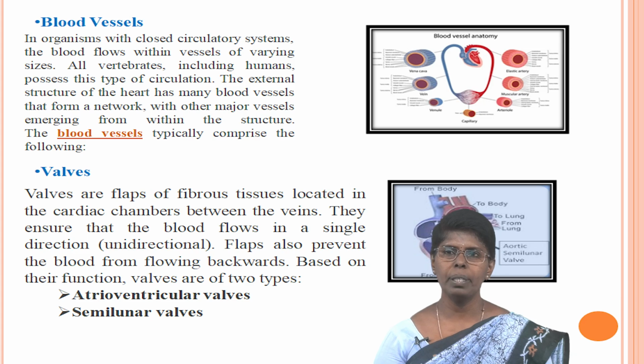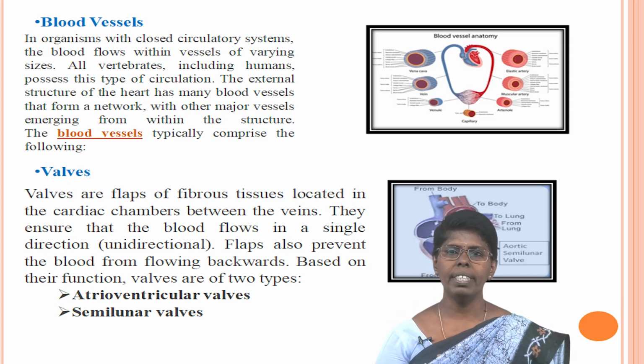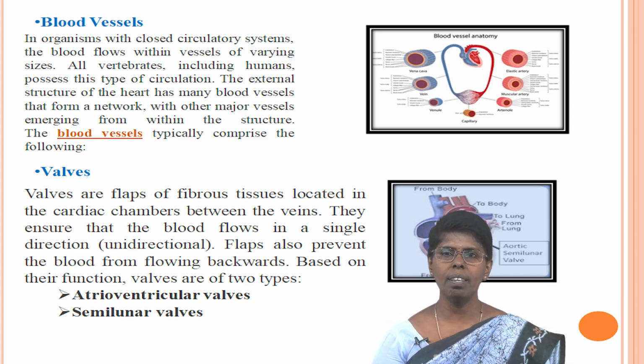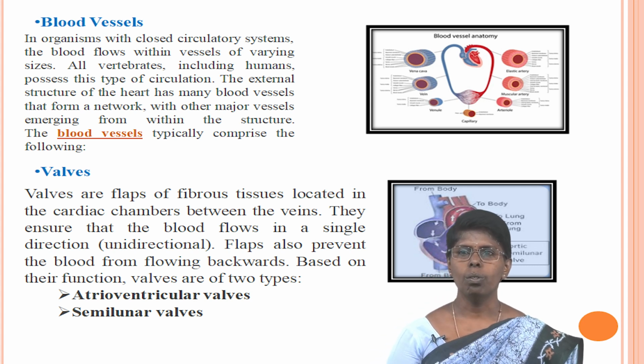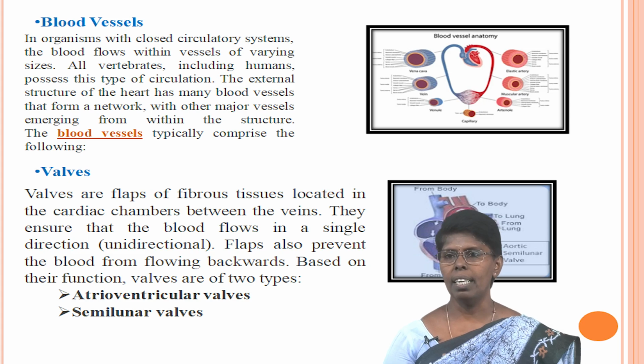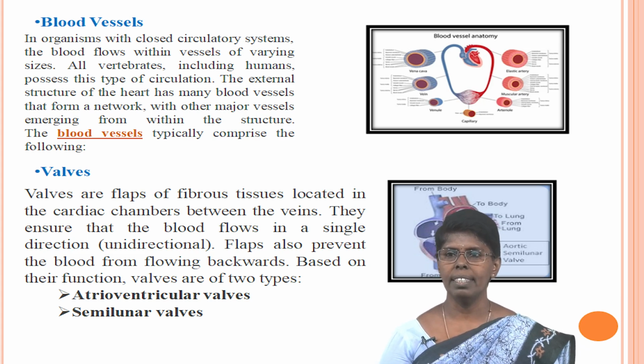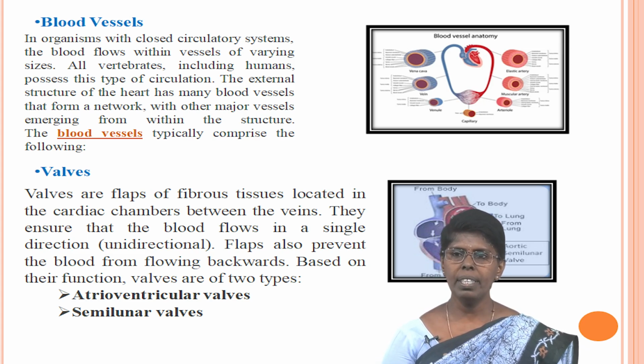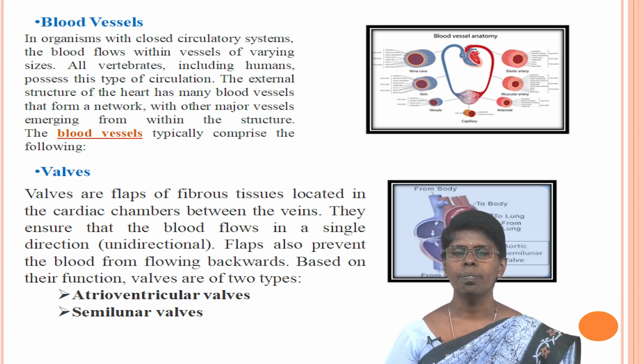The blood vessels typically comprise veins, capillaries, and arteries. Now we see the veins. They supply deoxygenated blood to the heart through the inferior and superior vena cava, and it drains into the right atrium. The capillaries are tiny tube-like vessels which form a network between the arteries and the veins.